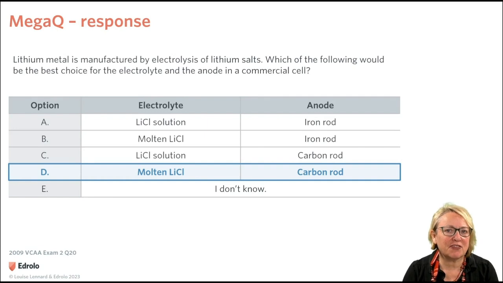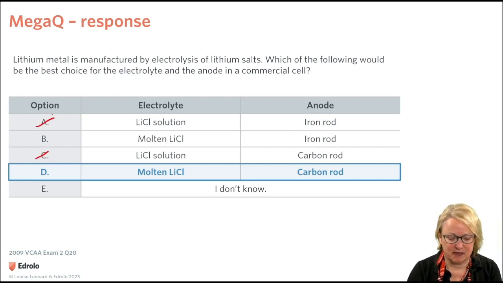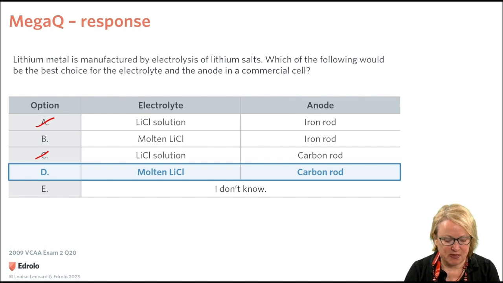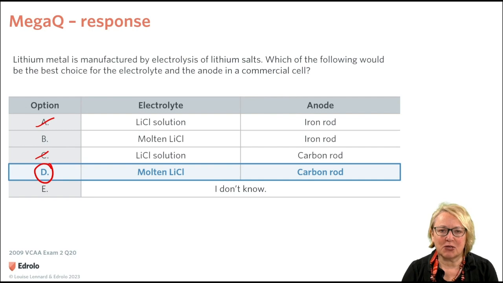Okay, if we have a look at the electrochemical series, water is a stronger oxidizing agent and reducing agent than molten lithium chloride. So lithium chloride solution won't end up in the desired product of lithium metal. So it can't be option A or C. Also, we want a carbon rod because we don't want the carbon rod to react. So option D is our best answer: molten lithium chloride as the electrolyte and an inert carbon rod as the anode.